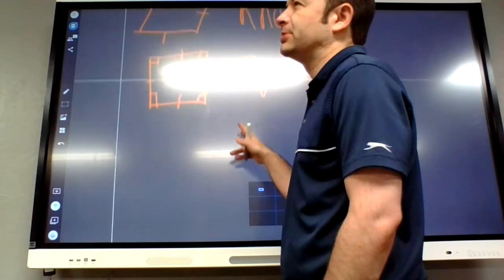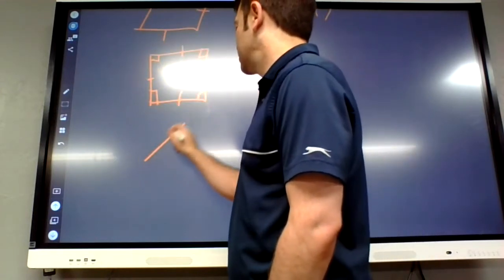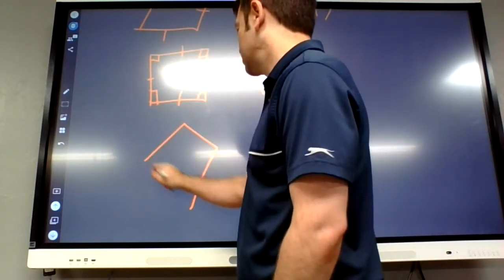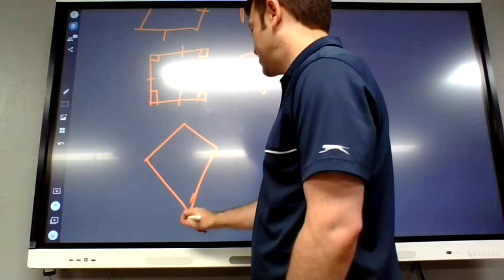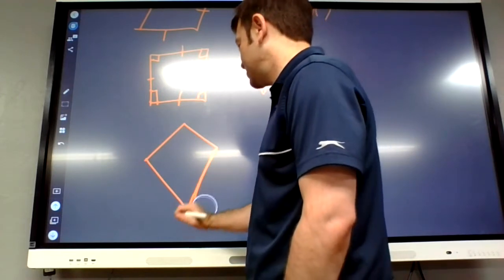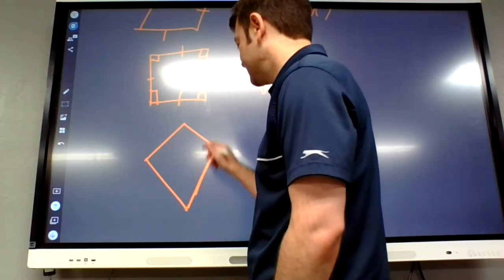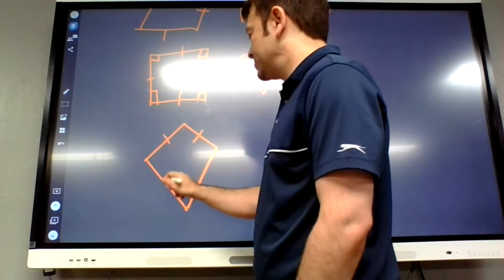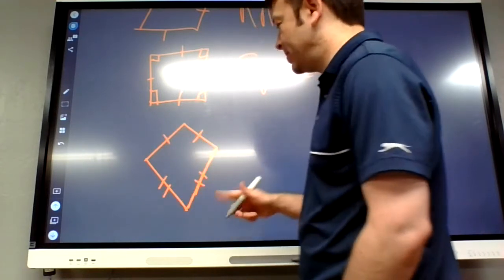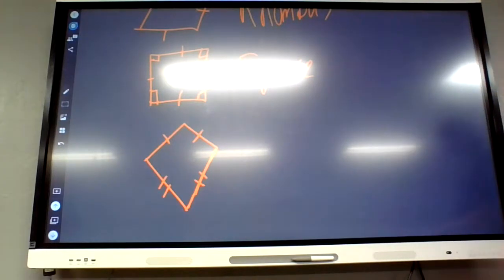What came next? I think we did this next. Kite. And what makes a kite a kite? Besides it looks like a kite. Two pairs of consecutive sides are congruent. So it looks like that.